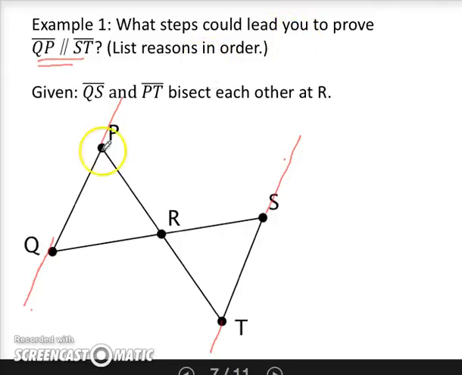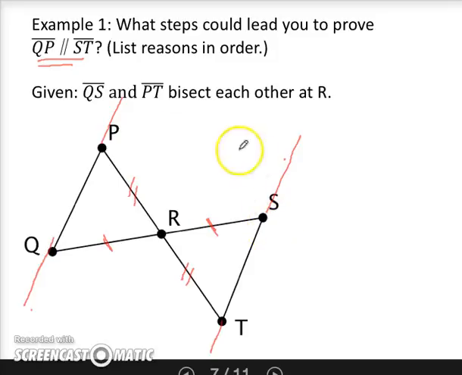Okay, we're given QS and PT bisect each other at point R. Okay, let's pull that statement apart. QS is bisected at point R, so QR must be congruent to RS. PT is also bisected at point R since the two segments bisect each other. But I have to be careful only to mark PR congruent to RT. I can't mark all four of these segments congruent because all I know is that R is the midpoint of PT and R is the midpoint of QS.